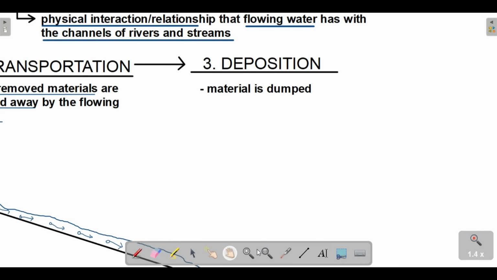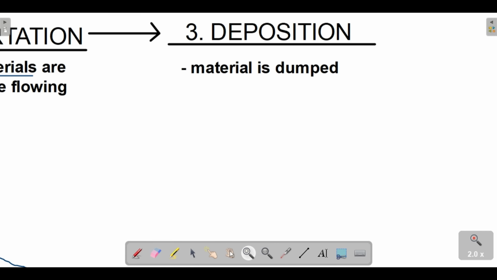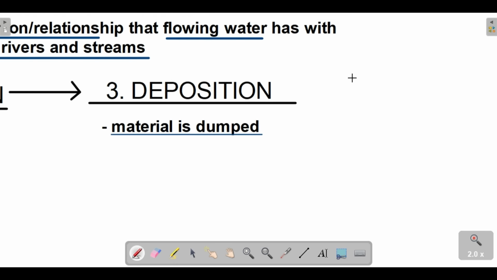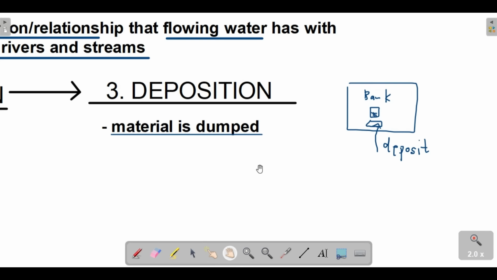The third step, or the third fluvial process that we see, is deposition. So deposition, guys, this is simply when the material is being dumped. When you go deposit money at the bank, you sort of dump in the money there at the ATM. So you put in money there and you leave it there, right? That is deposition, as simple as that. When you deposit something, you are actually dumping it or placing it there. And so that is exactly what happens.